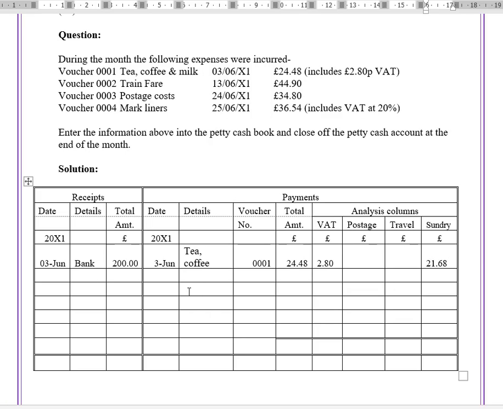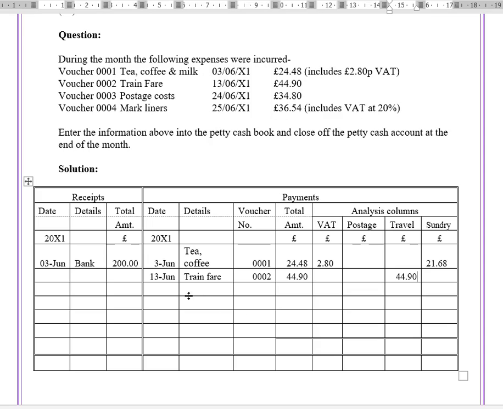Anyway, then of course I can move to the next item, and that is on the 13th of June. You had a train fare. You paid £44.90. So I've put in the voucher number and I've put in the total amount, £44.90. Then, of course, I have to ask myself, train fare, which ledger account will I classify it under? And, of course, that will go under travel.